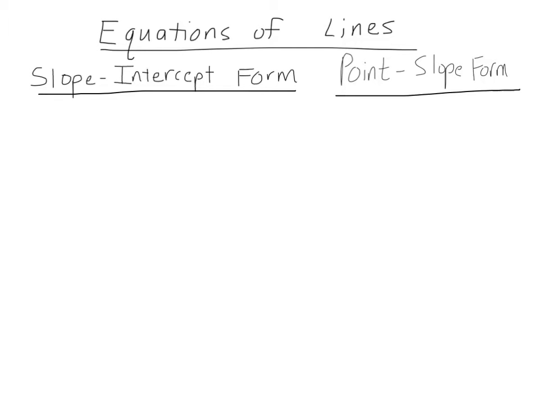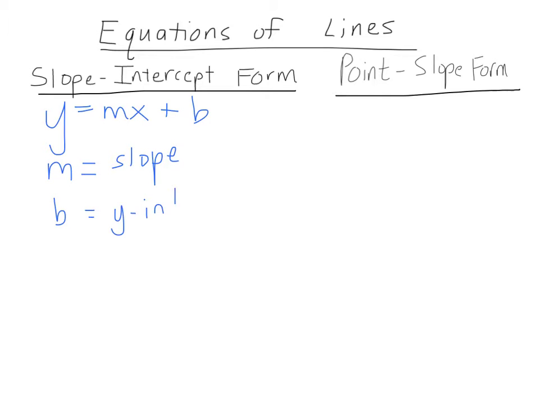So to kick it off, this should be a review of Algebra 1. Slope-intercept form is known as y equals mx plus b. Just as a refresher here, m stands for slope, and b stands for the y-intercept. Okay, so those are the two ingredients that are very, very important. So m stands for slope, b is the y-intercept.